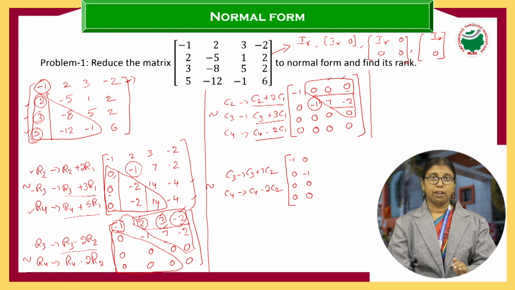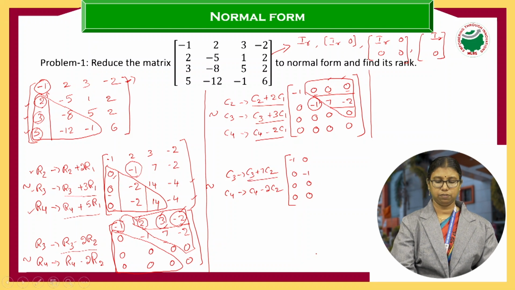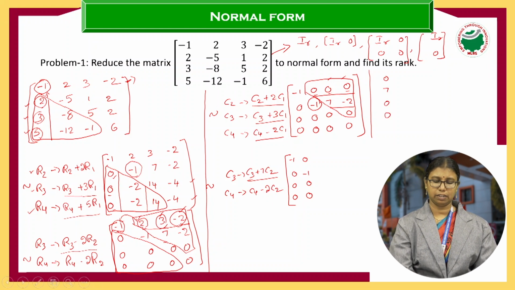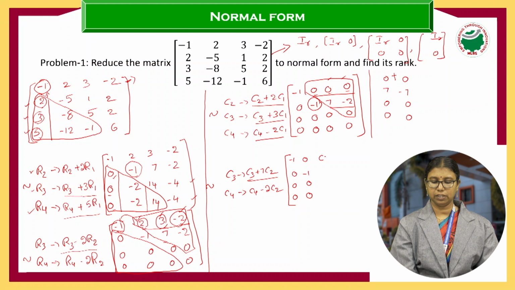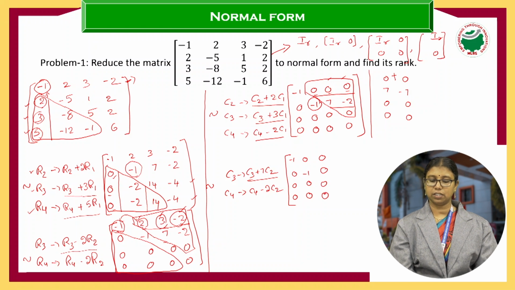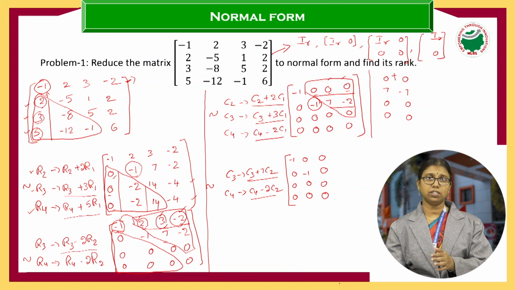Next. So how we have to change C3? C3 we are changing as C3 plus 7 C2. So first write down C3. C3 is 0, 7, 0, 0. 7 C2. Multiply the second column with 7. Then this is 0, minus 7, 0, 0. So by adding both the columns, you will get 0. 7 minus 7, that is again 0. 0 plus 0 is 0. 0 plus 0, 0.